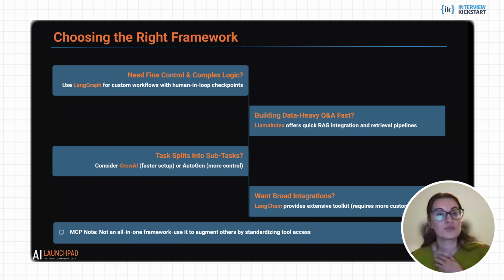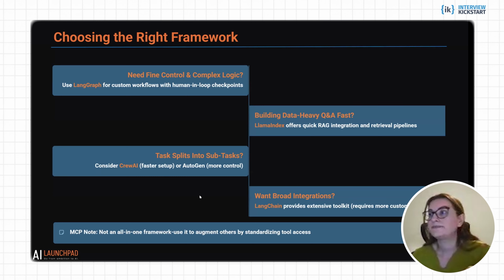For you to choose the right framework, basically you have to define your goal, your team, and your constraints. If you need fine-grained control, observability, or custom logic, for example, you'll go with LangGraph in this case. If you want to build data-heavy question answering, you will go with LlamaIndex. Depending on what you need, this is how you should select your agent. For example, if you want multi-agent collaboration, you will go with AutoGen or CrewAI. So it all depends on what sort of subtasks you want, what sort of capability you are looking for.